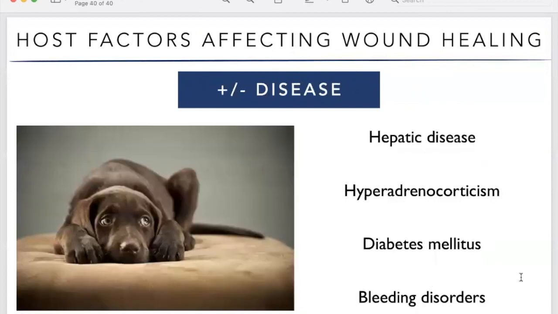And disease, of course, hepatic disease would immediately cause your patient to undergo low protein in its circulation. Hyperadrenocorticism, diabetes mellitus has been pointed to be a cause of retarded wound healing, and bleeding disorders. This would immediately affect your inflammatory phase. All right. So that is it for the first lecture of wound management.